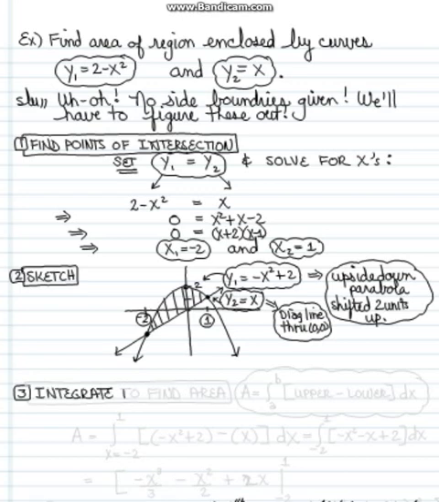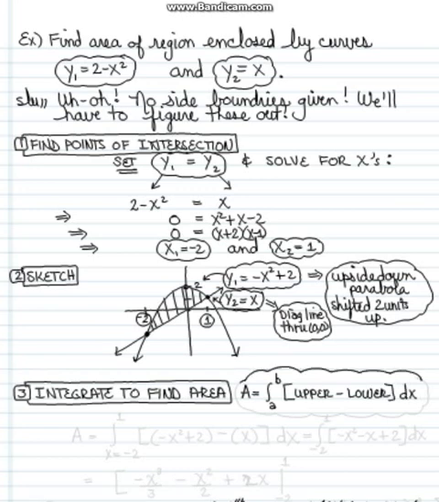Step 3, integrate to find the area. The area is equal to the integral from x equals the leftmost x value, a, to the rightmost, b, of the upper function minus the lower function, dx. In this case, from negative 2 to 1, of the upper function, negative x squared plus 2, minus the lower function, x. Simplify, and you get the integral from negative 2 to 1 of negative x squared minus x plus 2.